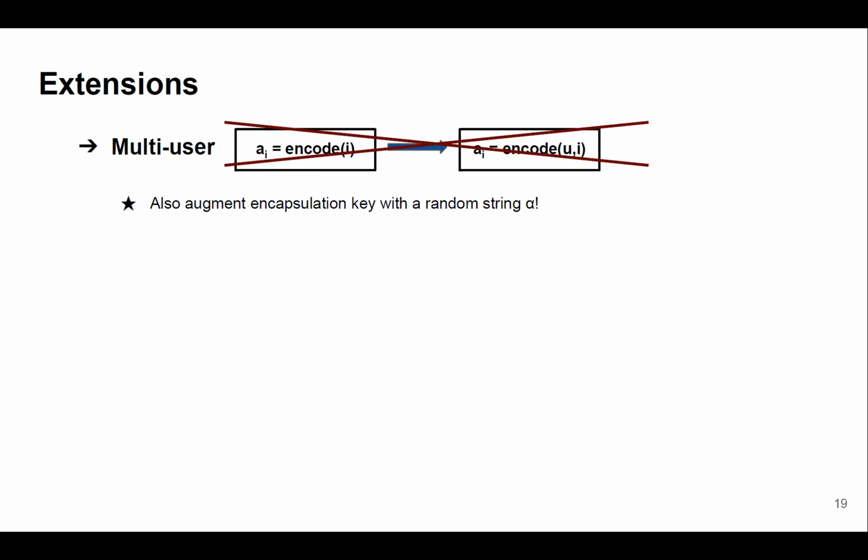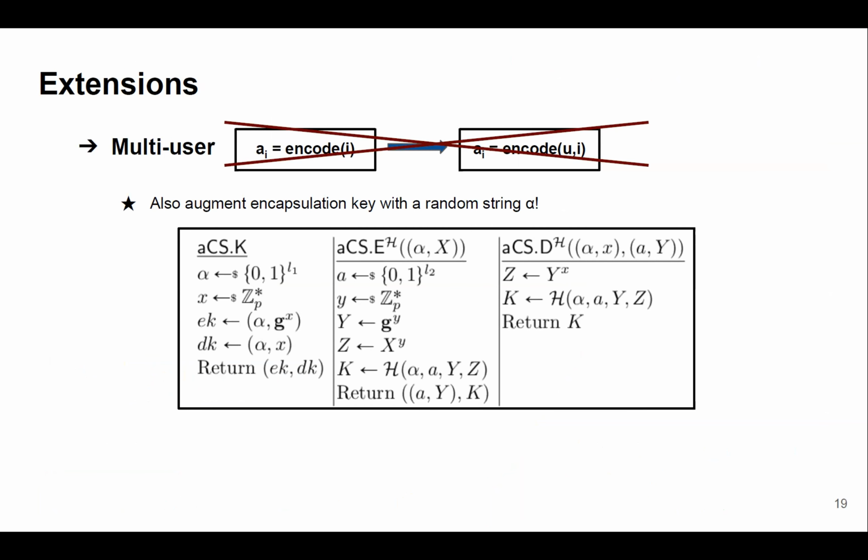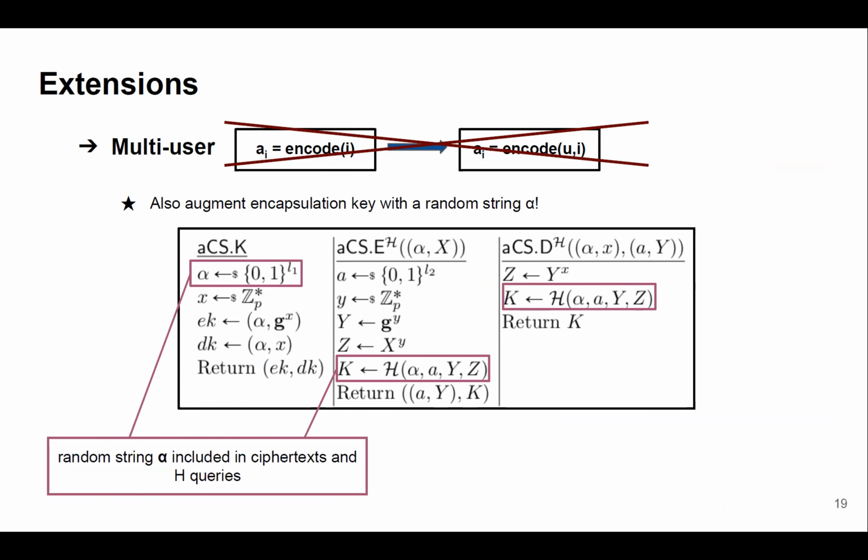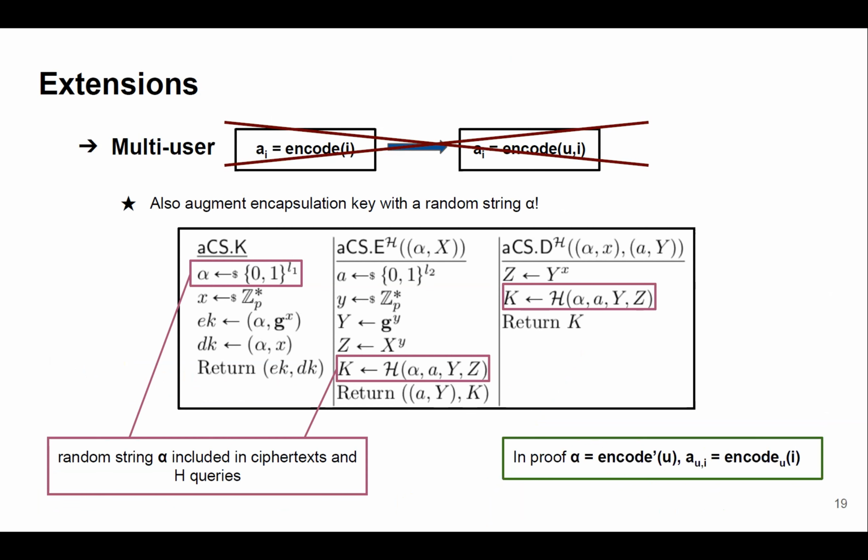Instead, we need to doubly augment our scheme. We also augment the encapsulation key with a random string alpha and include it in all hash queries. In the proof, we can program alpha, or the per-user random string, as an encoding of U, and we can program AI, or the per-ciphertext random string, as an encoding of I.